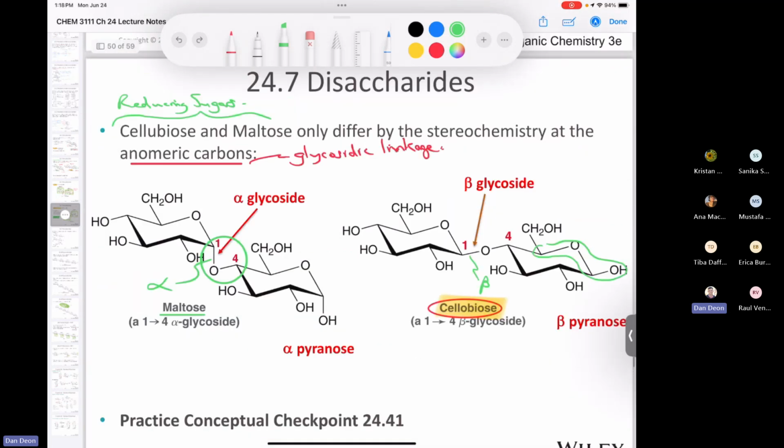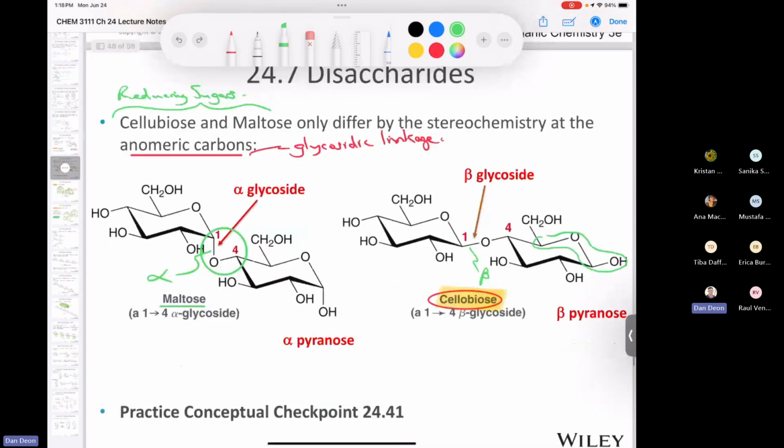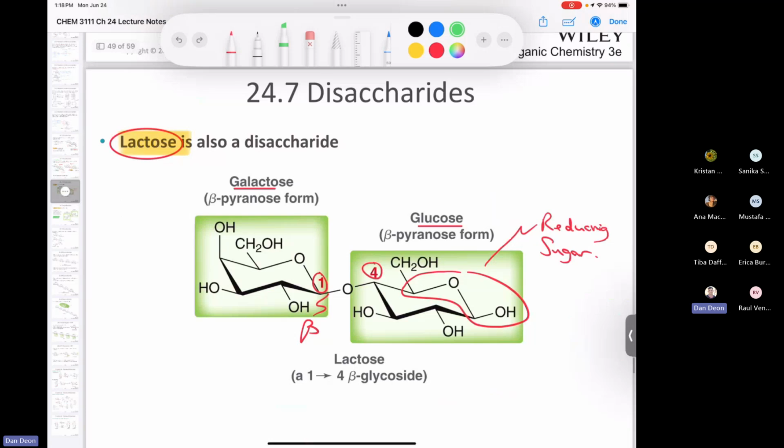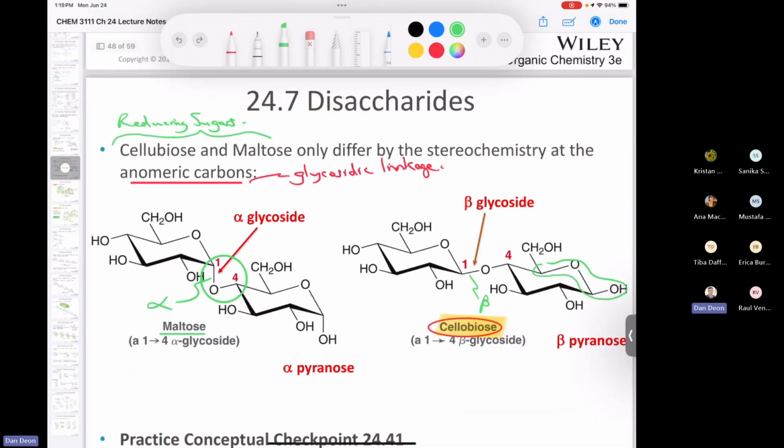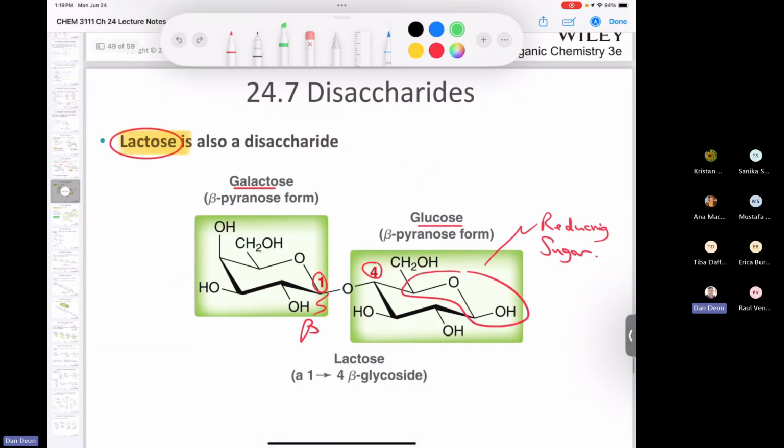So let's review. You need to know maltose, cellobiose, and lactose. They are all reducing sugars. Maltose and cellobiose are both made from glucose. Maltose is an alpha glycoside. It has an alpha glycosidic linkage. Cellobiose has a beta glycosidic linkage. If you look at lactose, made from galactose and glucose, it has a beta glycosidic linkage.